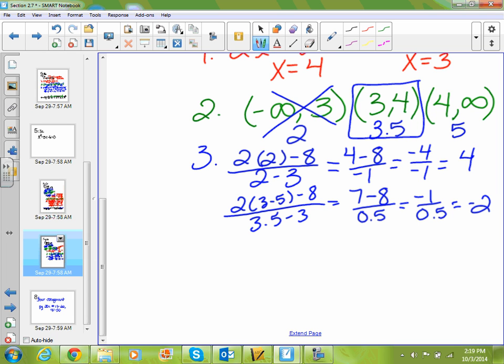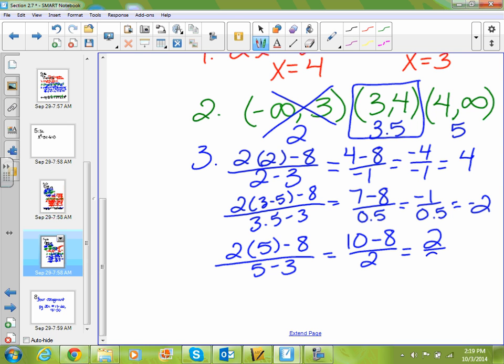The last thing that we need to check is number 5. So 2 times 5 minus 8 over 5 minus 3. Well, 2 times 5 is 10, so 10 minus 8. 5 minus 3 is 2. 10 minus 8 is 2, so I get 2 over 2, which simplifies to a positive 1. And that one doesn't work. So the only interval that works is in between 3 and 4.